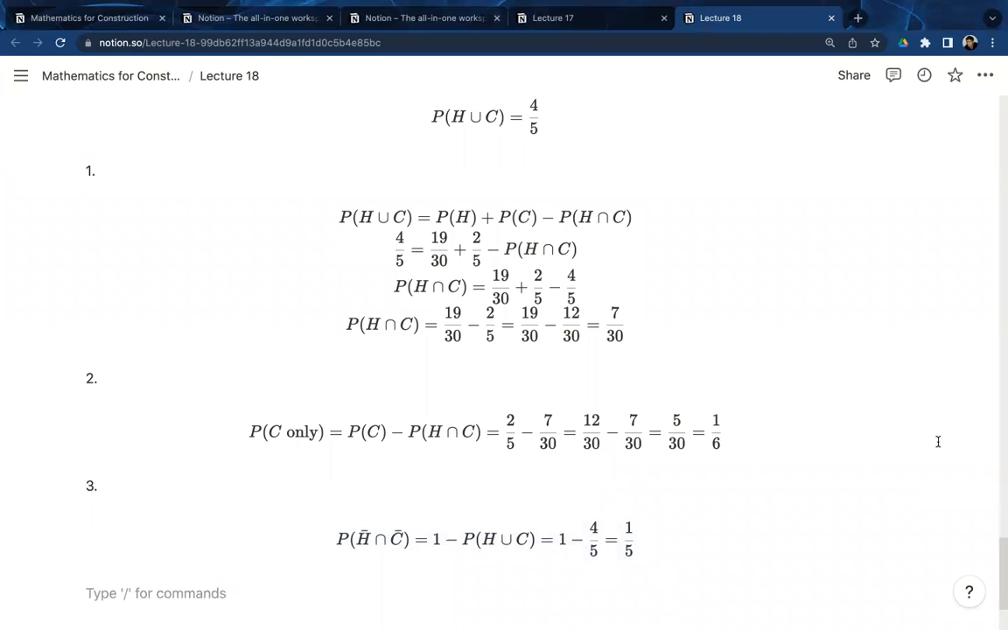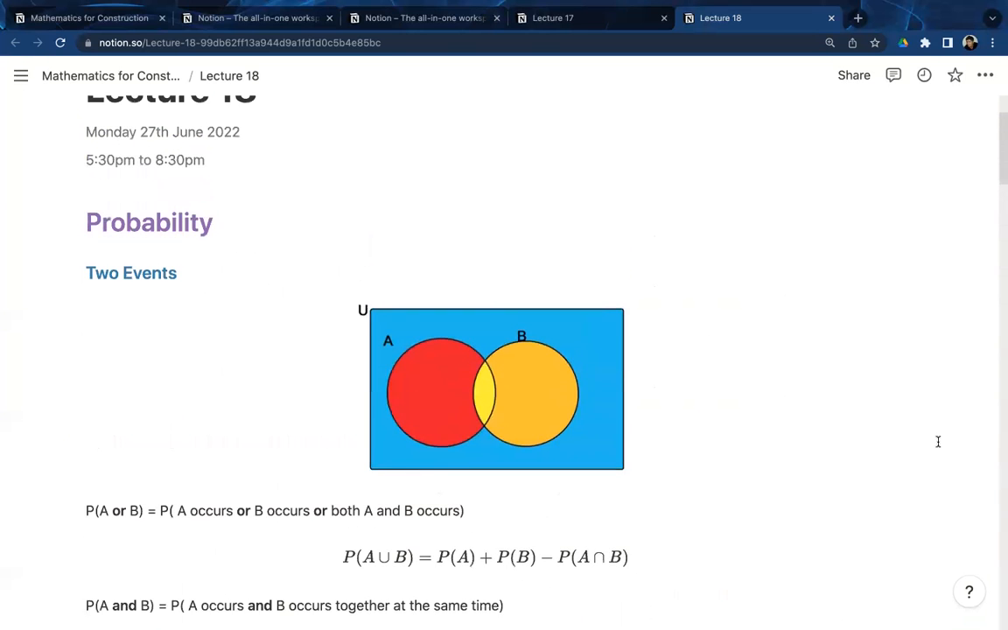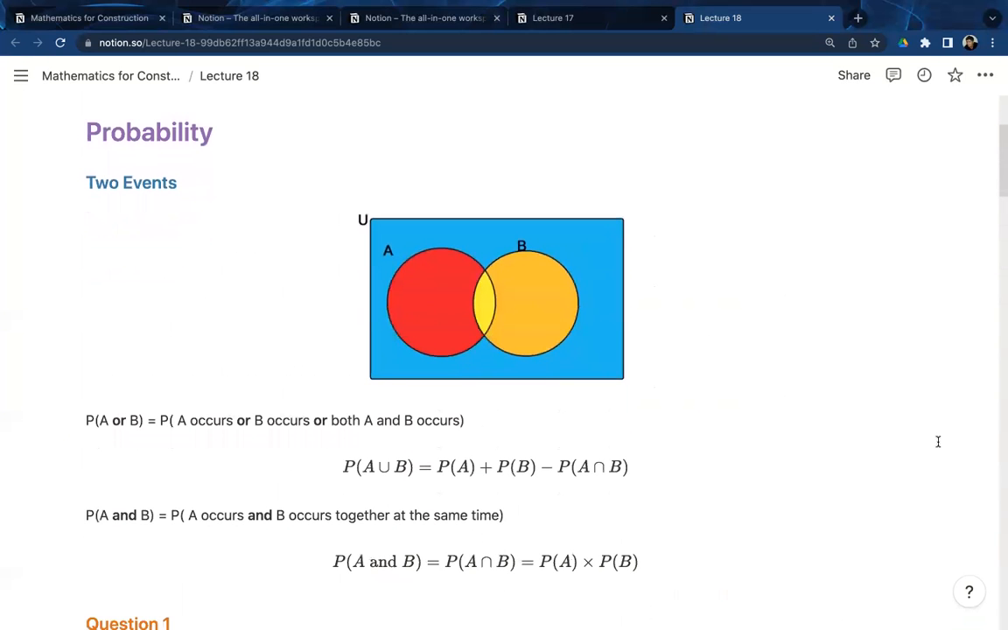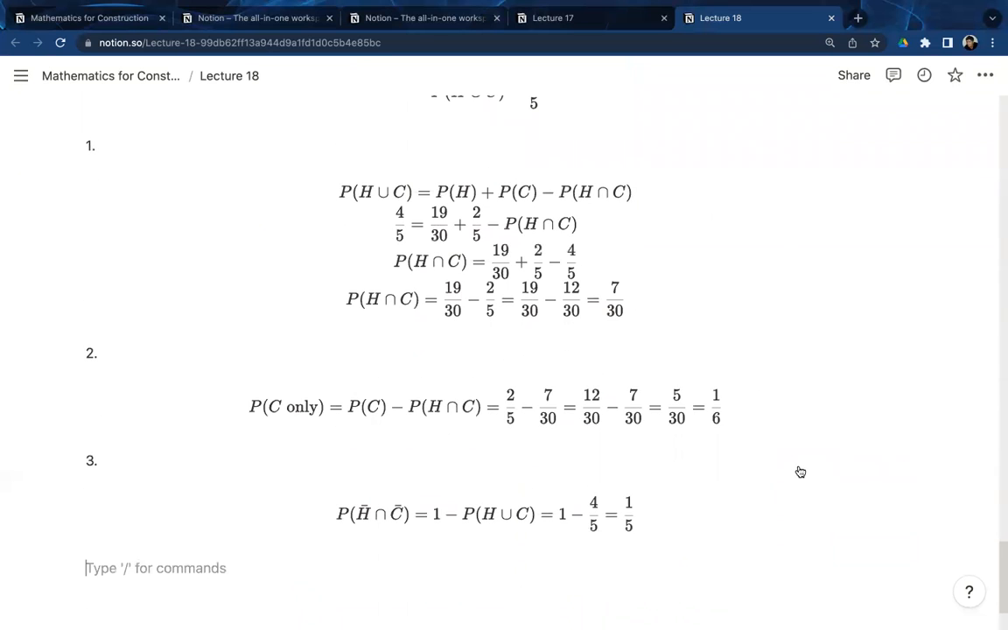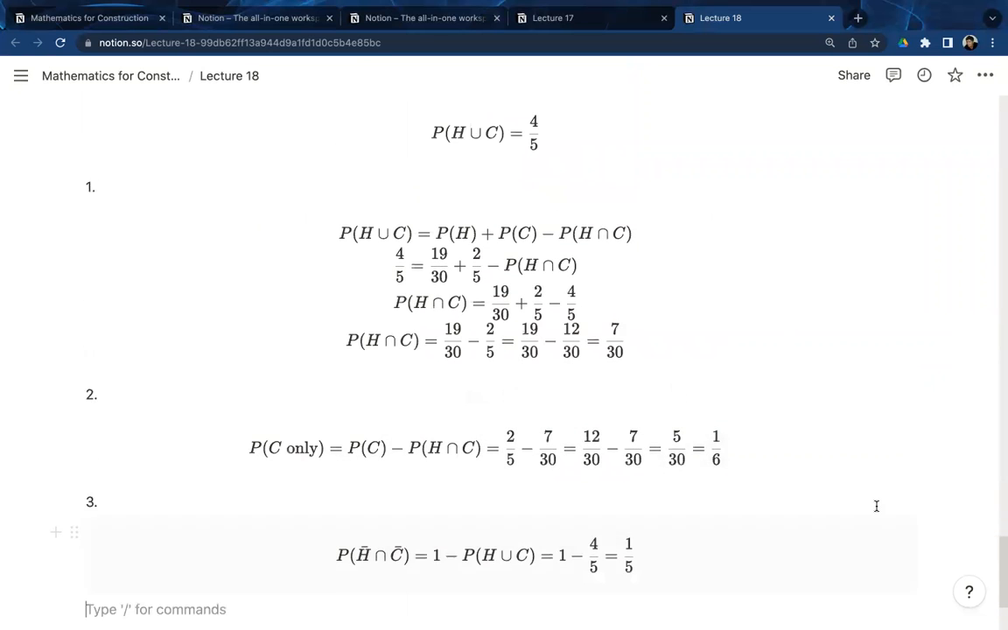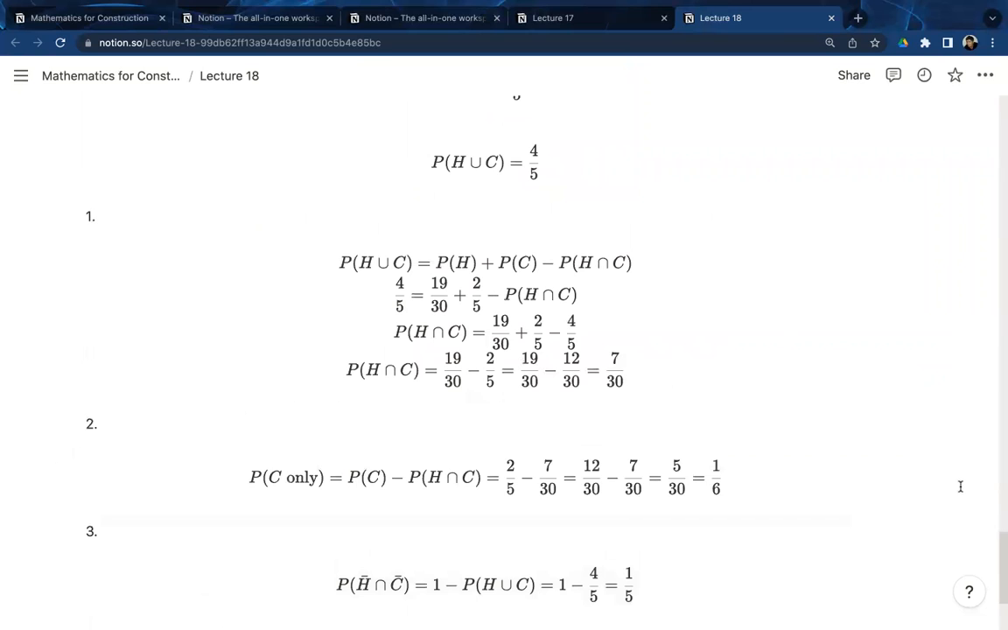So you could find a lot of things based on this Venn diagram up here. Neither A occurs nor B occurs. That means it's the blue part. That's 1 minus the union. If A occurs only, that's all of A minus the intersection. That's what they did here. So these should be the answers for this question. Hope it makes sense.